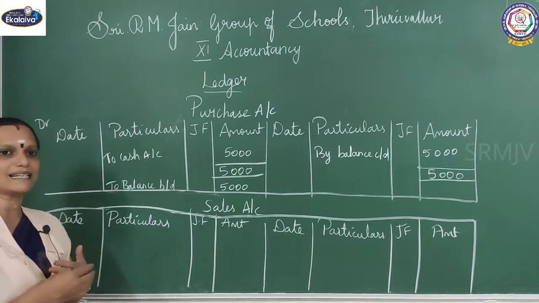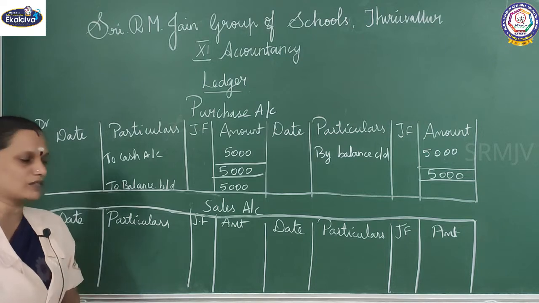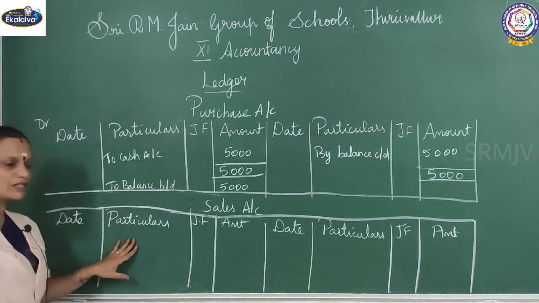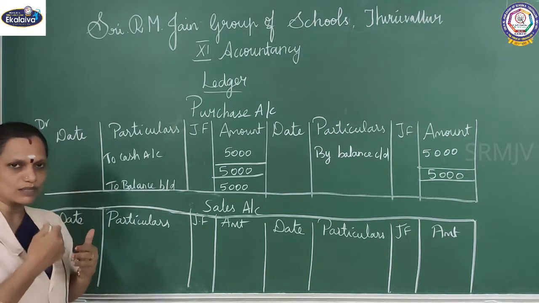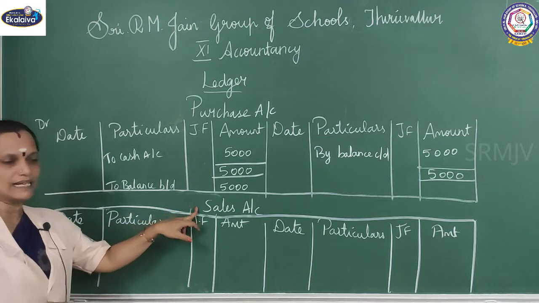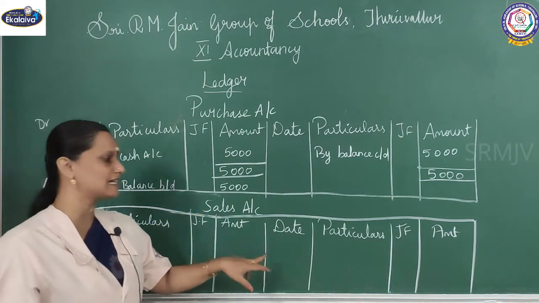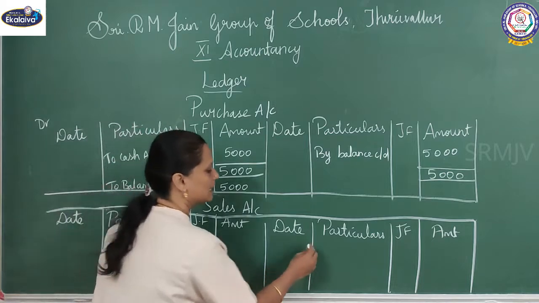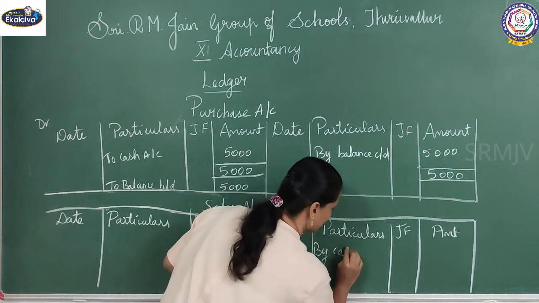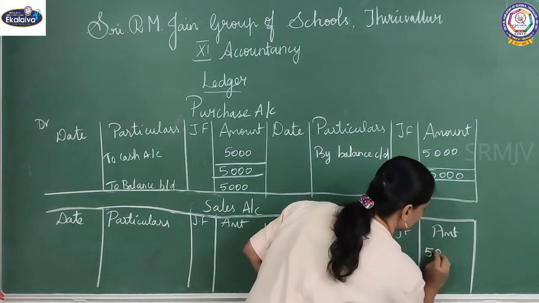So for example, it is a cash sale. Cash sales, rupees 5,000. So what we should do, cash account to sales account, isn't it? So in the cash account, sales should go to the credit side, isn't it? So by cash 5,000 rupees.